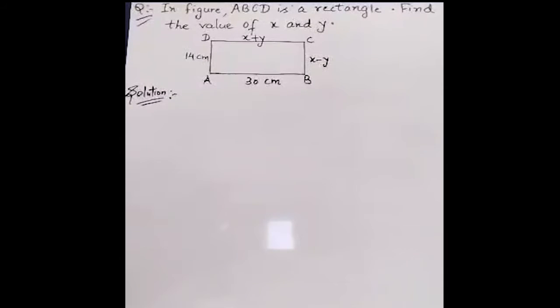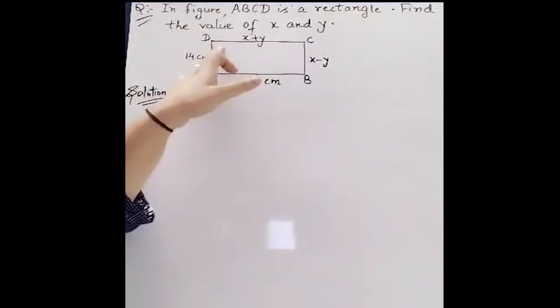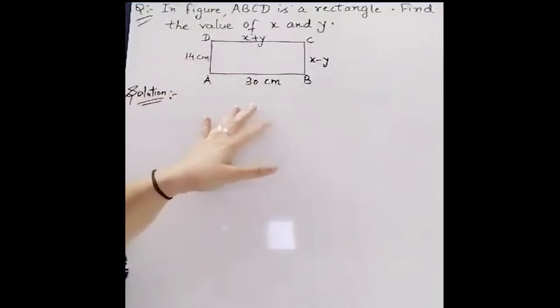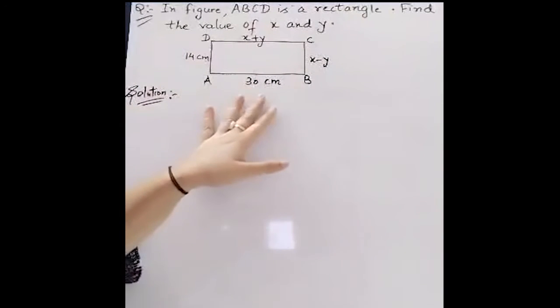Today we will discuss this question that came in CBSE Maths exam. So let's understand the question firstly. Our question is, in figure, ABCD is a rectangle. So here is a figure given to us, A, B, C and D. It is a rectangle. Now find the value of X and Y. So we have to solve this question for X and Y.